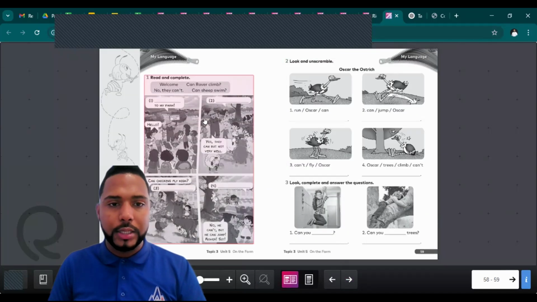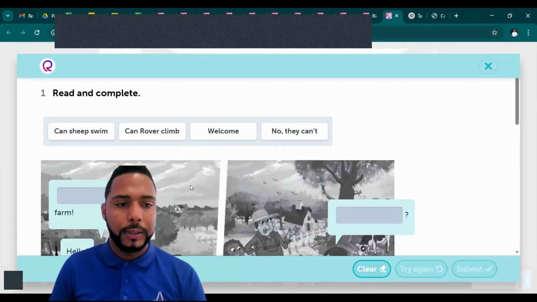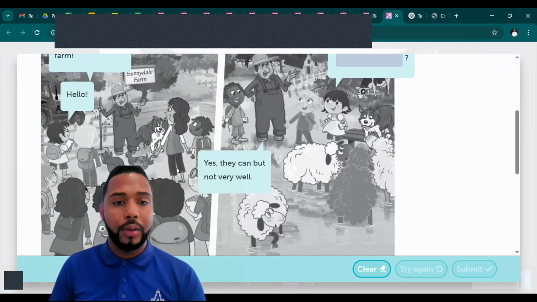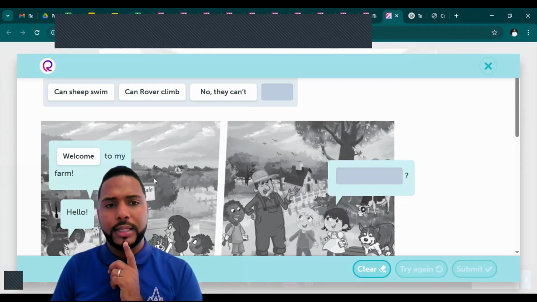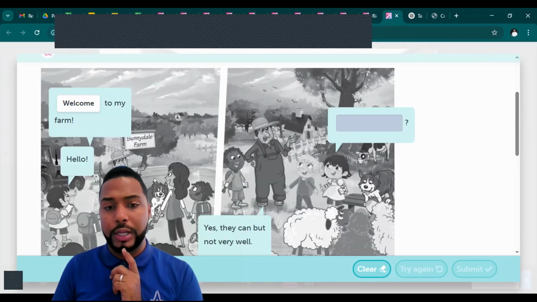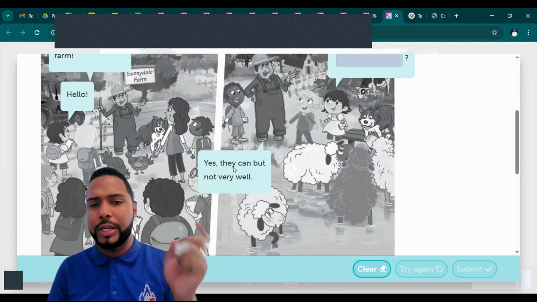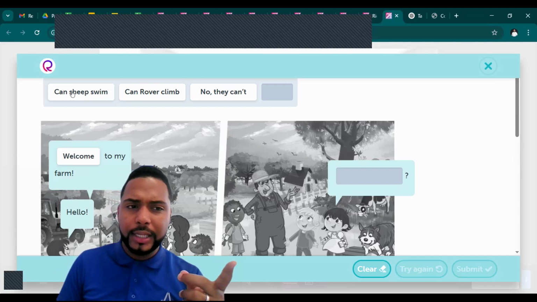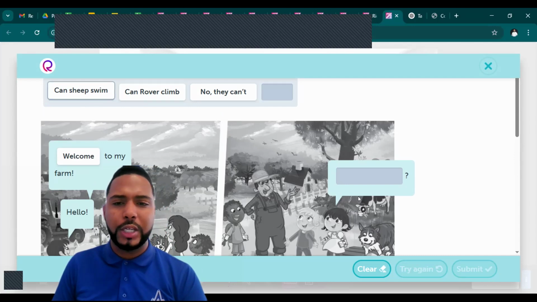On the page number 58, we are going to complete this conversation. For example, it says, welcome to my farm. Hello. Okay. So here it says, yes, they can, but not very well. So there is a question they're asking. So what will be the question? They are in the water. So if they are in the water and he's answering the question, yes, they can, but not very well. So what question would it be? Can sheep swim or can Robert climb? So I consider it would be can sheep swim.